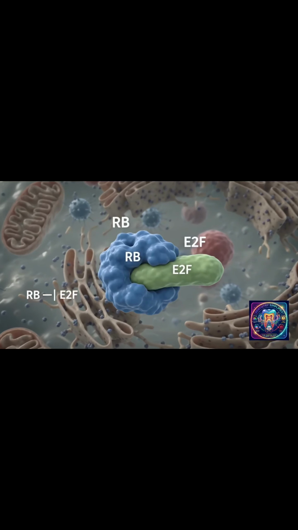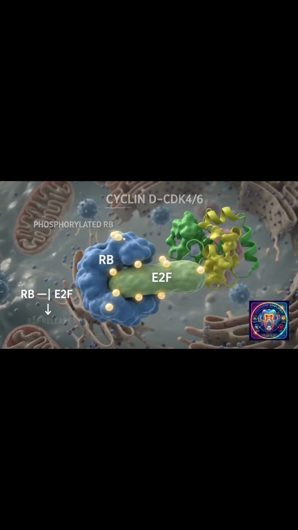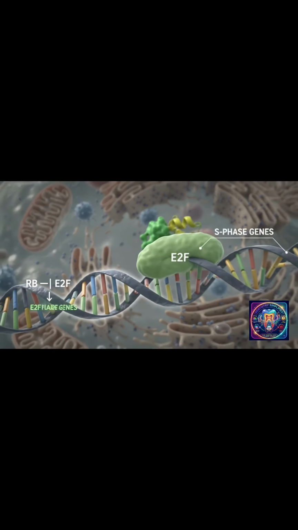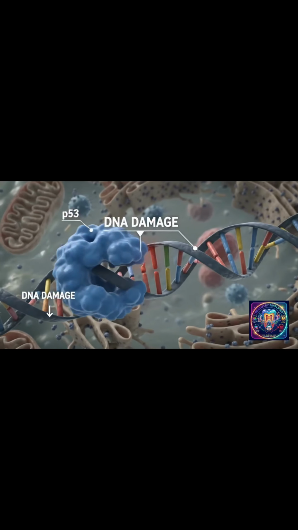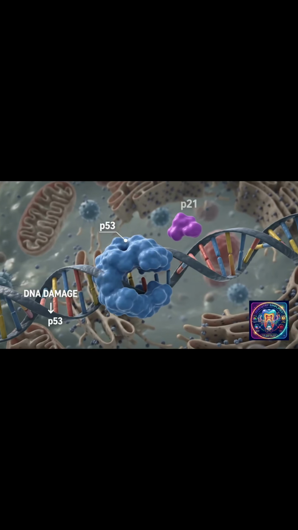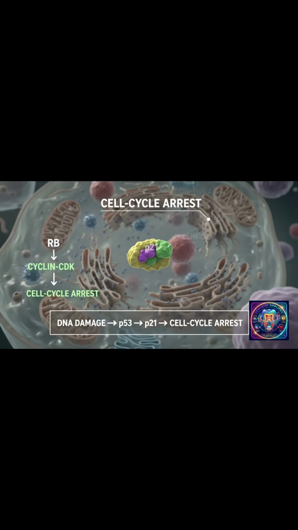Early in G1, RB restrains E2F. Cyclin D-CDK4/6 phosphorylates RB, releasing E2F to activate genes required for S-phase entry. DNA damage activates p53, which induces p21. p21 inhibits cyclin-CDK activity, causing cell cycle arrest and allowing time for repair.